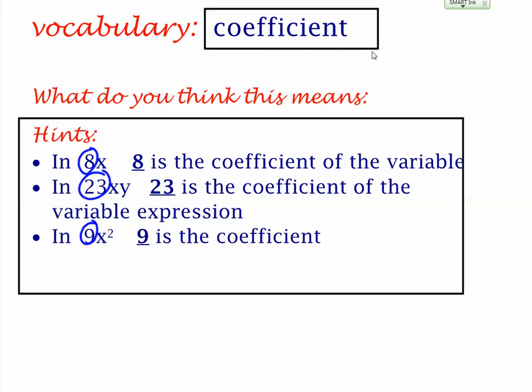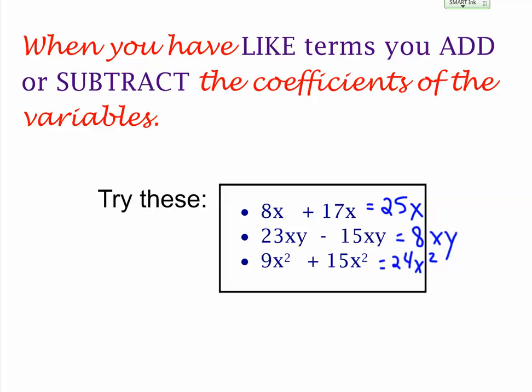Vocabulary: coefficient is just the number of tiles you have. So in 8x, 8 is the coefficient. In 23xy, 23 is the coefficient. And in 9x squared, 9 is the coefficient. So it literally is just the number part of the variable expression, or how many tiles you have.